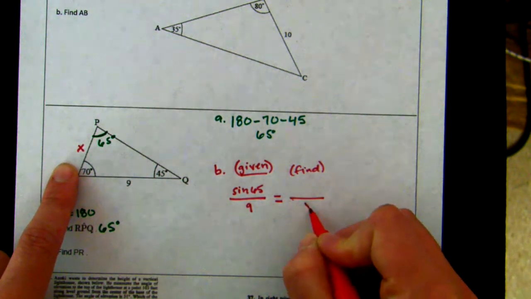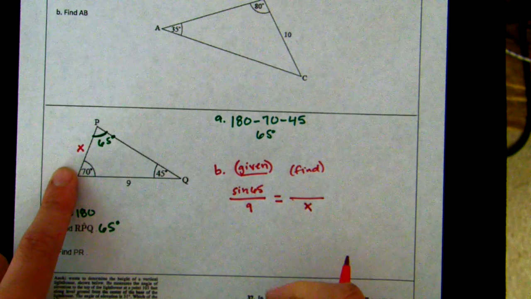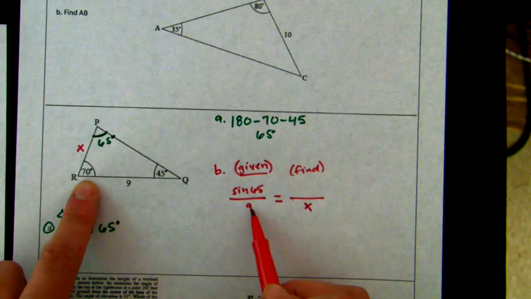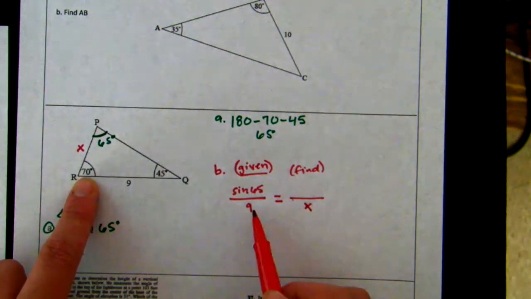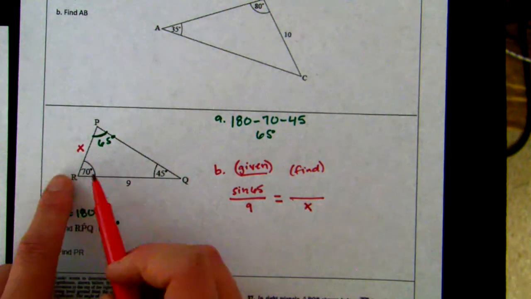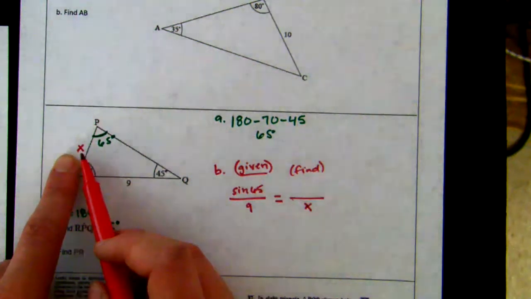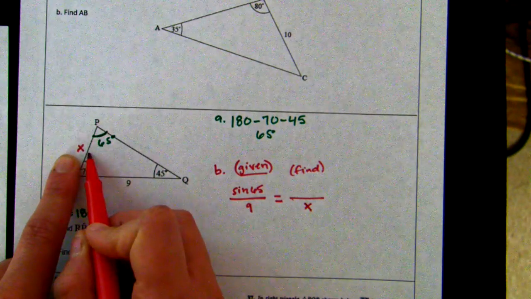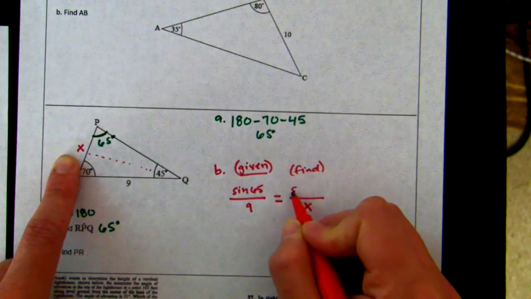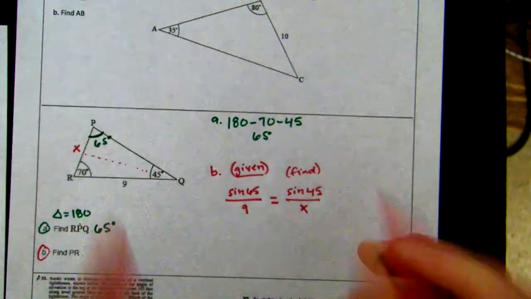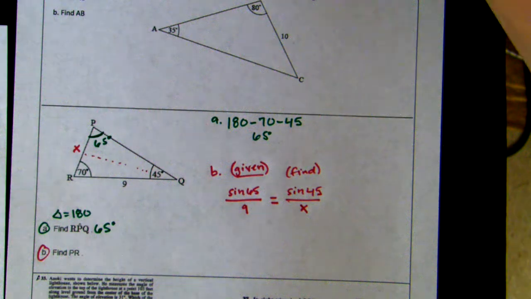I'm going to put X on the bottom of this fraction because, reminder, if I put 9 as a side length on the bottom, the denominators have to be the same attribute. They both have to be side lengths. So I'm trying to find this side length. Its opposite angle is angle 45 here. So I've got sine of 45. That's how we set up the problem.